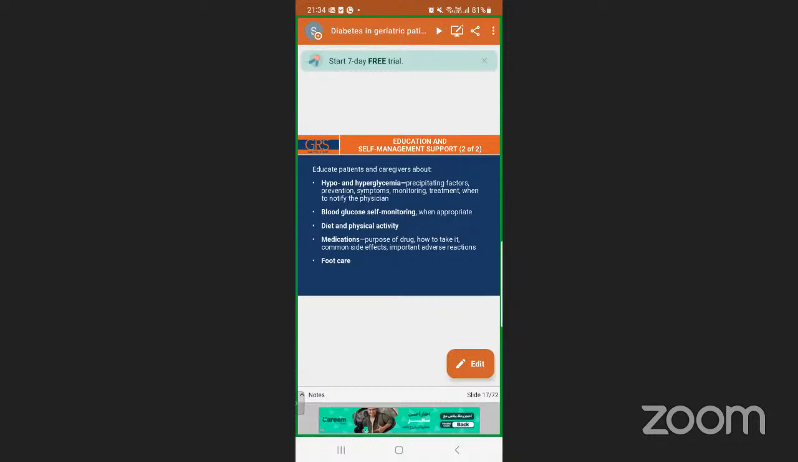Blood glucose self-monitoring when appropriate, diet and physical activity. Medication: purpose of the drug, how to take it, common side effects of the drug, important adverse reactions, also foot care. All these things we have to educate our patients about.